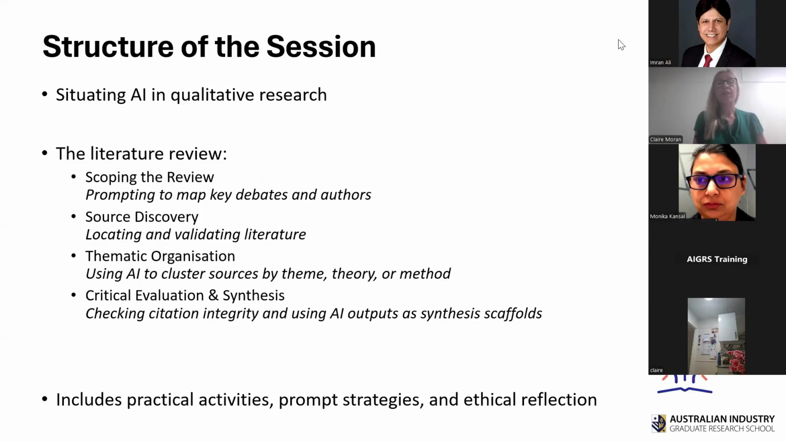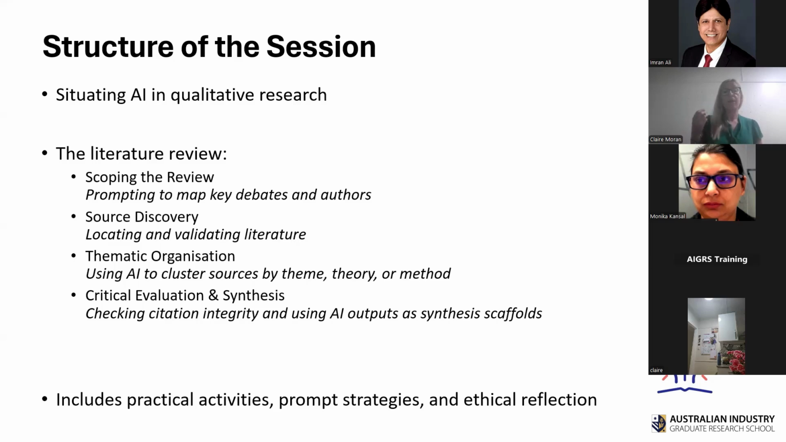Okay, great. So we're going to look at the different aspects of the literature review. So scoping the review, so how we can use AI to help us map key debates and authors. Then moving on to source discovery, so how we can locate and validate literature. And then once we have our literature, how can we use AI to assist with summarizing and synthesizing, and indeed, is it possible to do that?